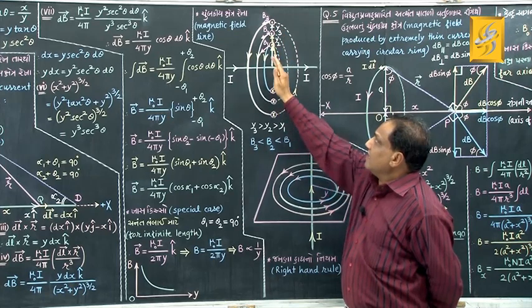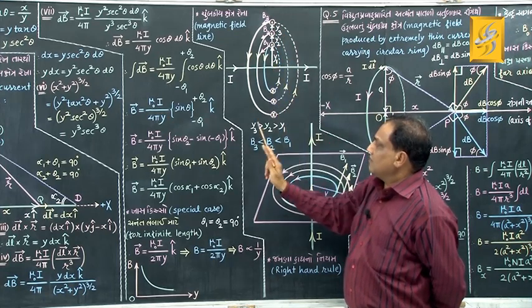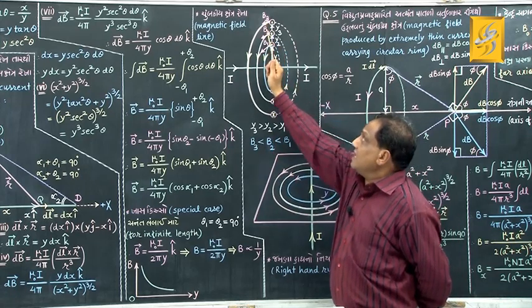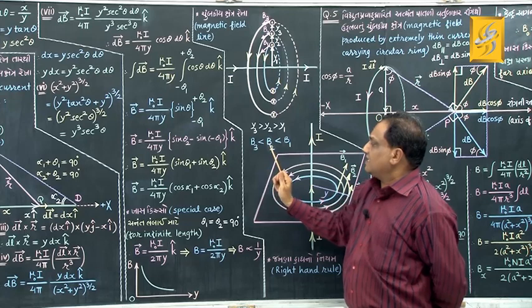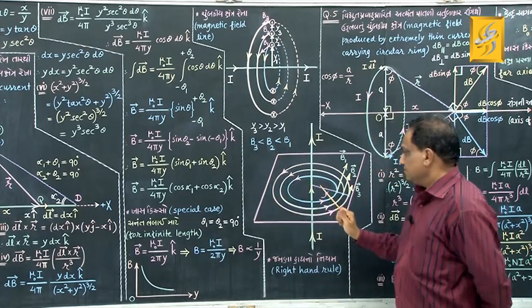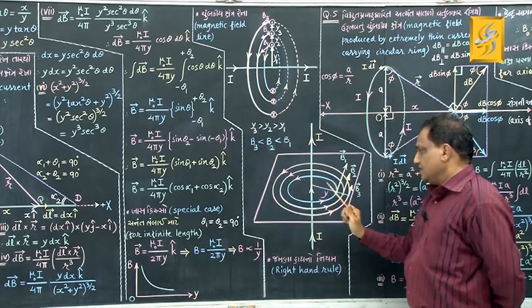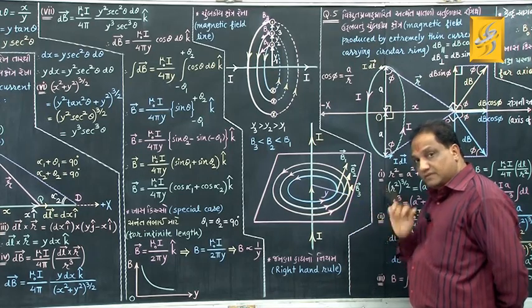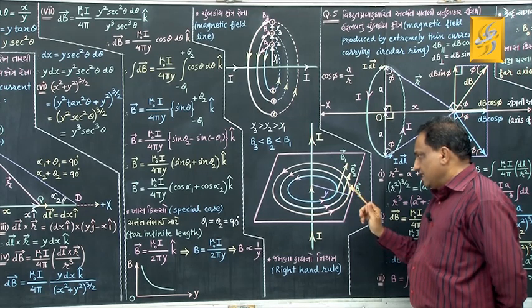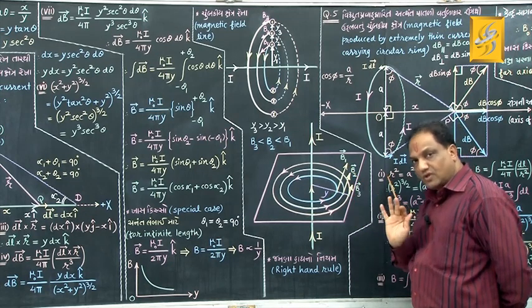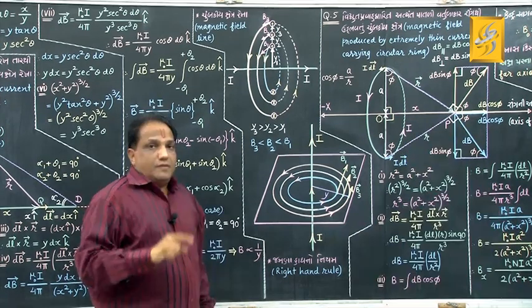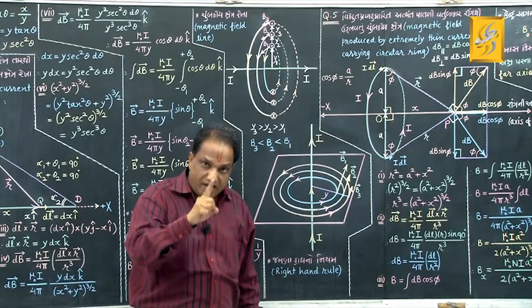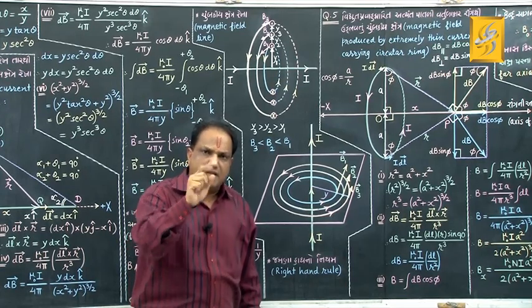y3 greater than y2, greater than y1, and then b3 less than b2, less than b1. Similarly here, this is y1, this is y2, this is y3, correct? y3 greater than y2, greater than y1, then b3 less than b2, less than b1. Got it? Fine.